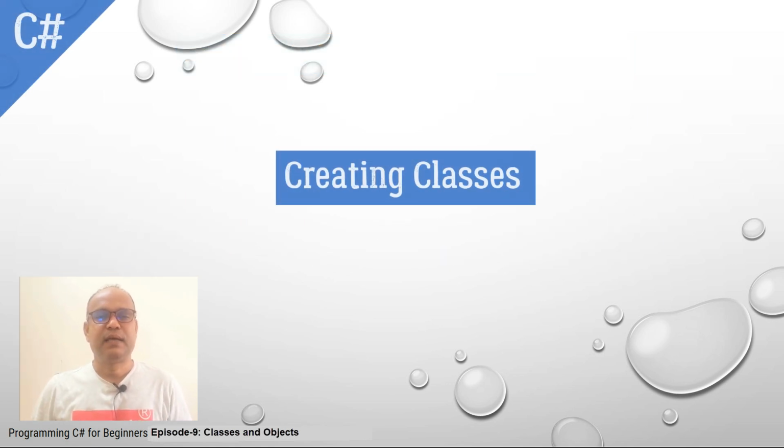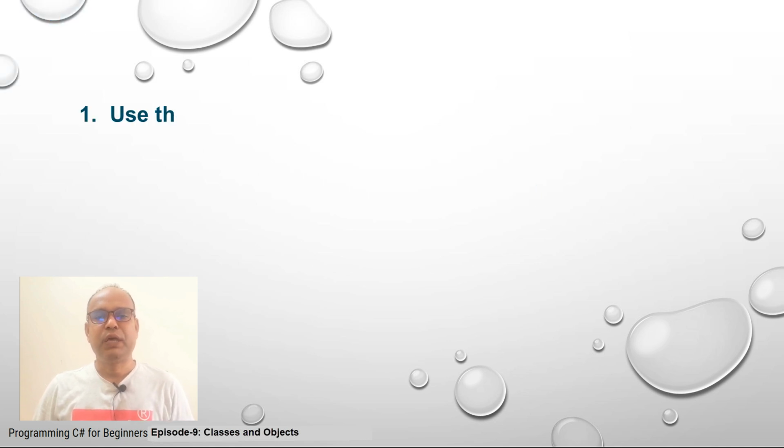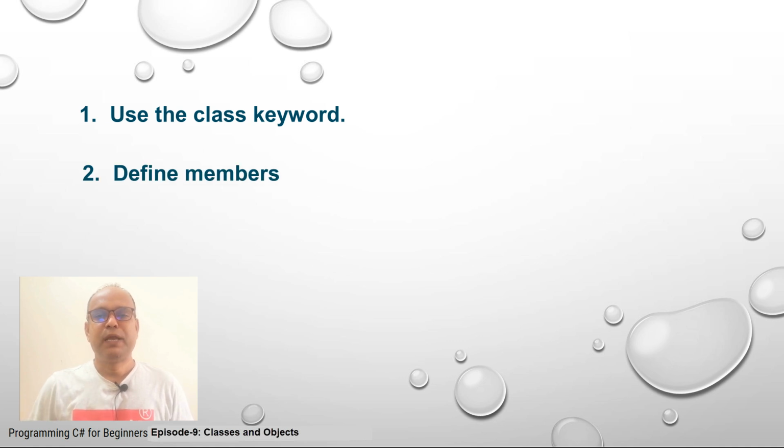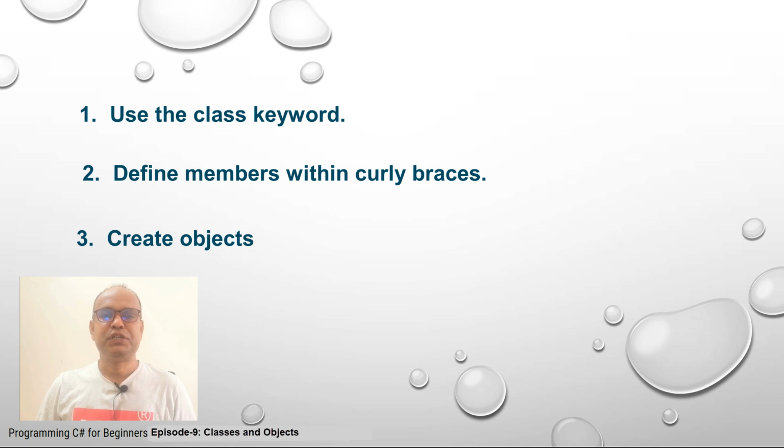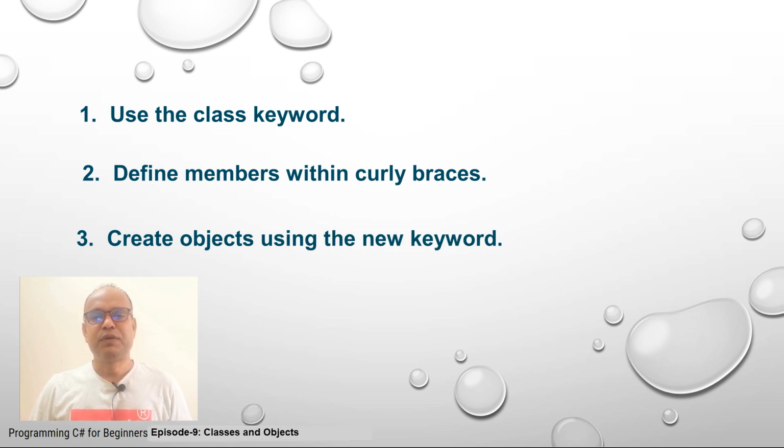Creating a class. Let's discuss how to create a class in C#. To create a class in C#, three tasks are performed in fact. Number one, use the class keyword. Number two, define members within curly braces. Number three, create objects using the new keyword.